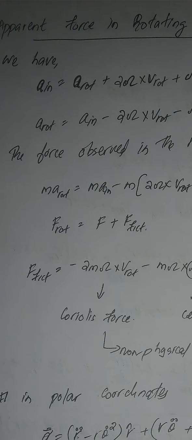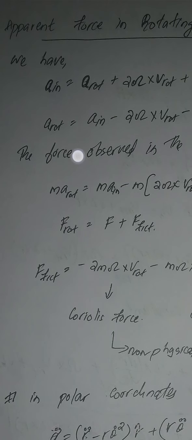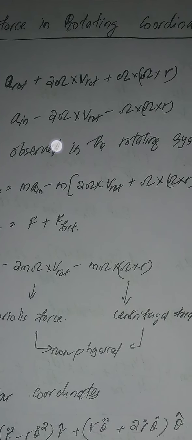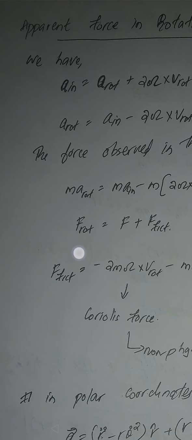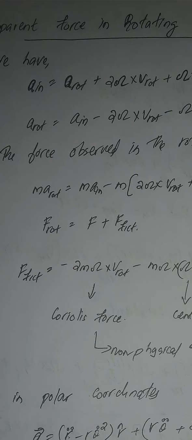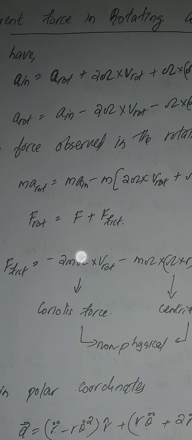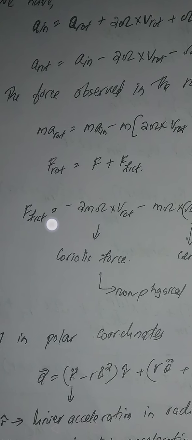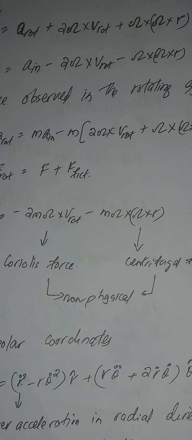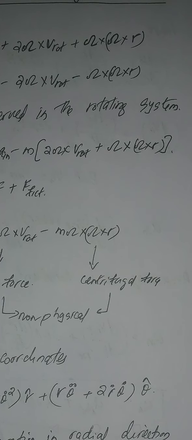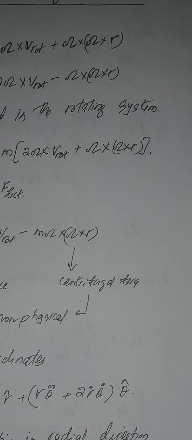So now let us think, what happens if we are in the rotating frame? If we are in the rotating frame, A rotation is equal to A inertial minus 2 omega cross V rotation minus omega cross R, this equation. Since we have the acceleration, if you want to get the force, we just multiply it with a small mass m. Therefore the force observed in the rotating frame, m A rotation, is equal to m A inertial minus m into 2 omega cross V rotation plus omega cross R.